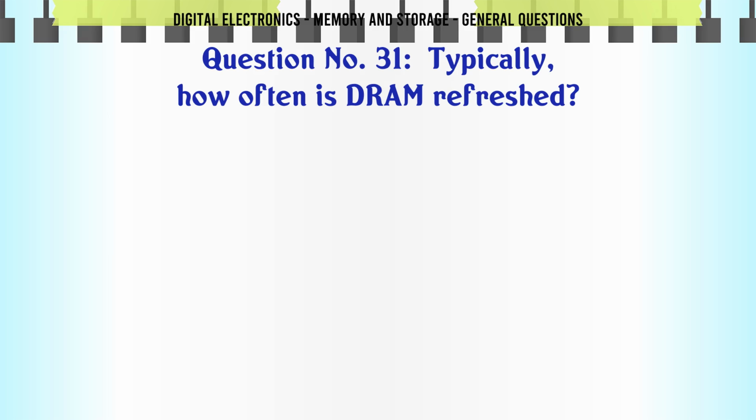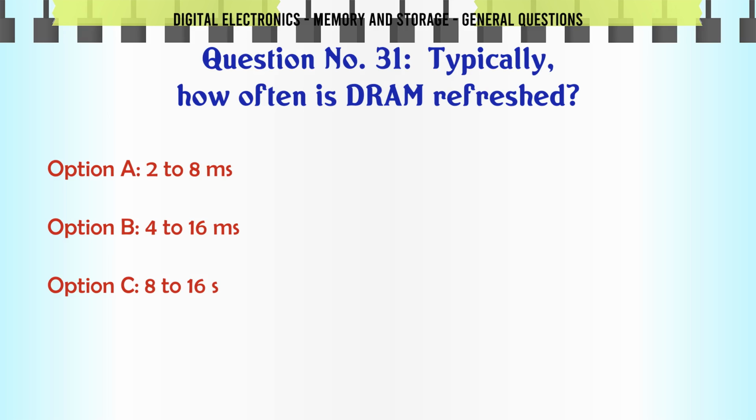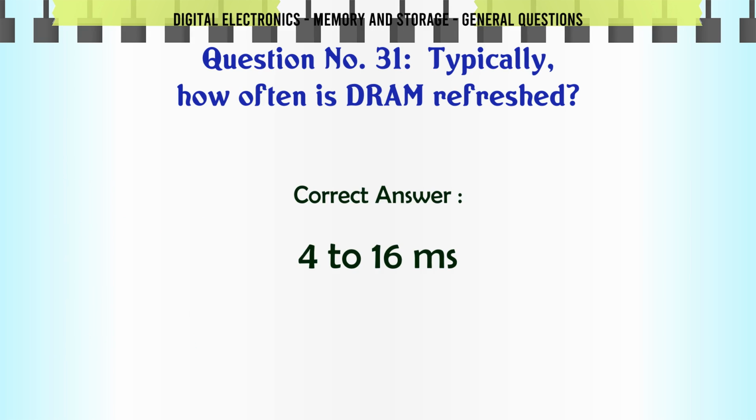Typically, how often is DRAM refreshed? A. 2 to 8 ms, B. 4 to 16 ms, C. 8 to 16 s, D. 1 to 2 s. The correct answer is 4 to 16 ms.